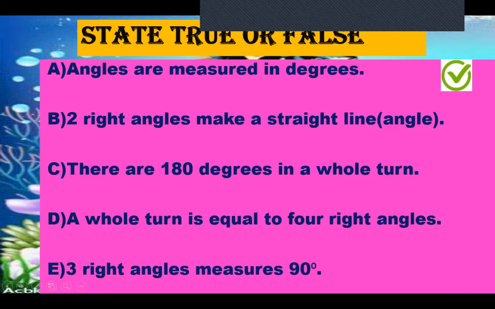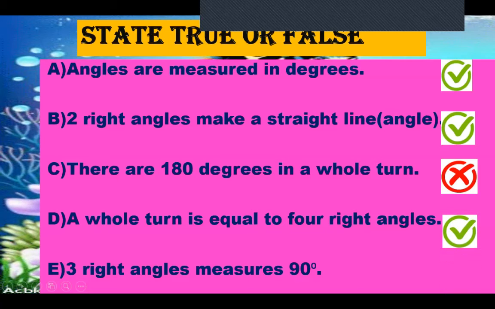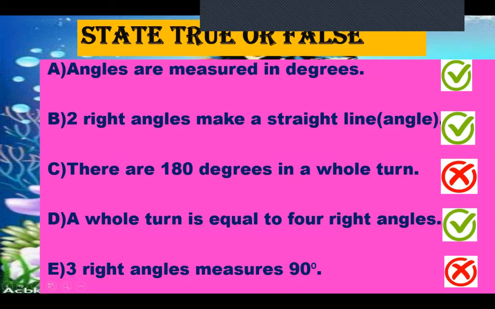Now let's check your answers. Angles are measured in degrees. That's right, so it's true. Two right angles make a straight line or a straight angle. Yes, it's correct. It's true. There are 180 degrees in a whole turn. No, that is false. A whole turn is equal to four right angles. Correct, it's true. And three right angles measure 90 degrees. It's false.